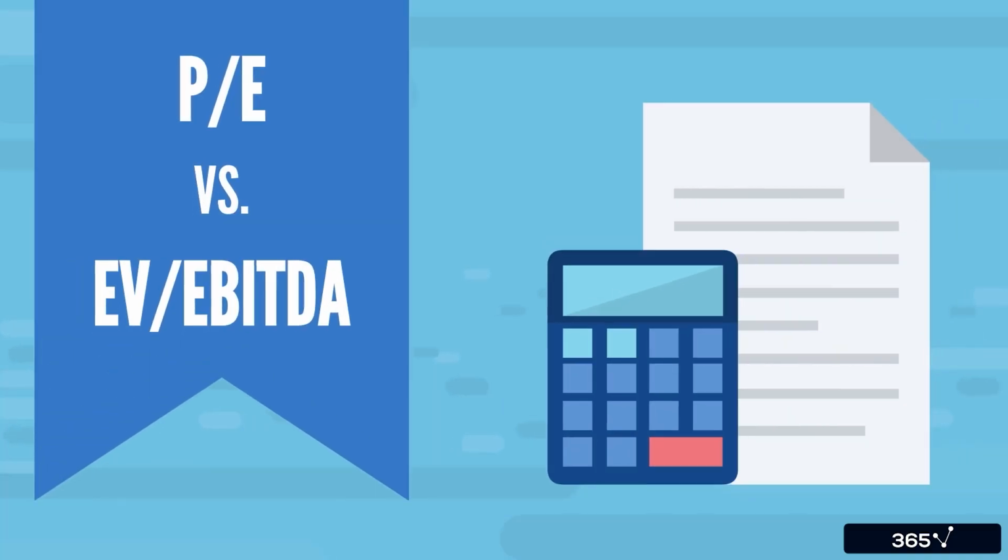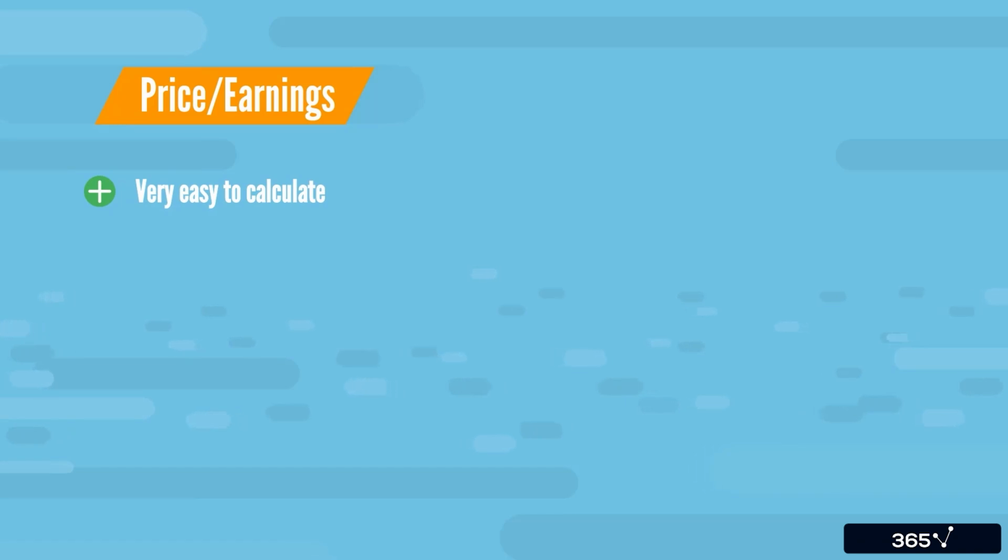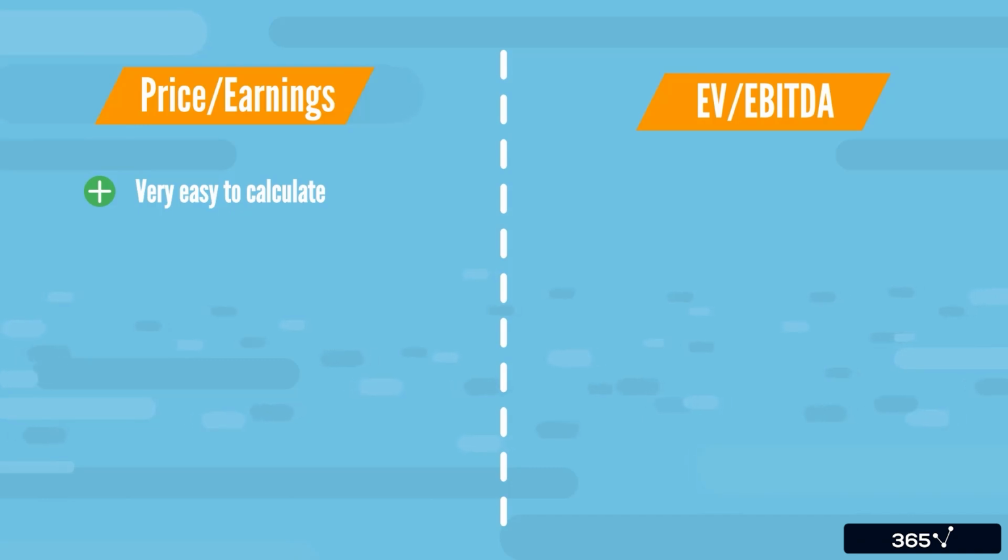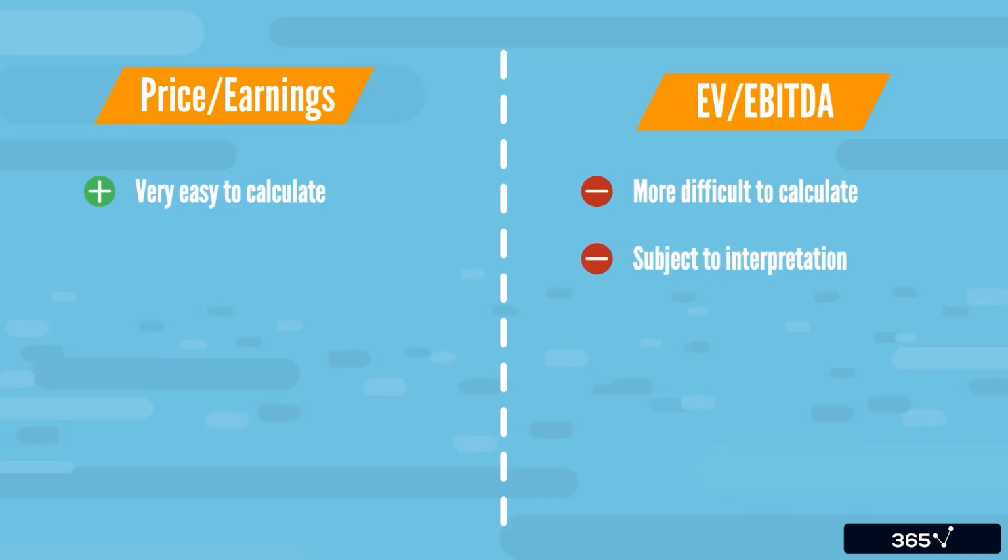Price per earnings is the best known valuation multiple. It is very easy to calculate, and most financial data providers include it in the market summary one-pager they provide as soon as you look up a given stock. On the other hand, enterprise value to EBITDA, EBIT or EBITDA, depending on which variation of this multiple you want to use, is a bit more difficult to calculate and is subject to more interpretation on the part of the analyst performing the valuation. However, it has the advantage of being a multiple that is not distorted by capital structure.